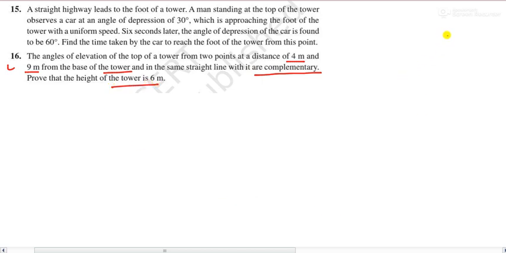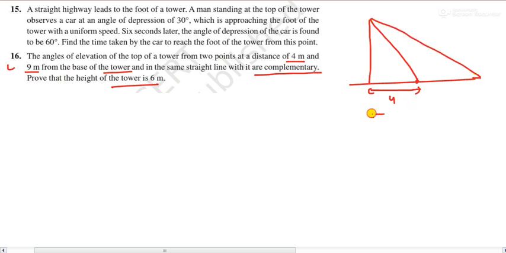Okay, so there is a tower given like this. This is the tower, this is the ground. Now the angle of elevation of the top of the tower from 2 points at a distance of 4 and 9 meter from the base of the tower. This is the base of the tower, so one point is at a distance 4, and another is at a distance of 9 meters from it. The angles are complementary, means this and this form complementary. If I name these as A, B, C, D, then the angles at C and D form complementary.